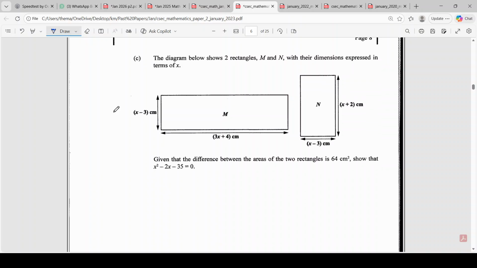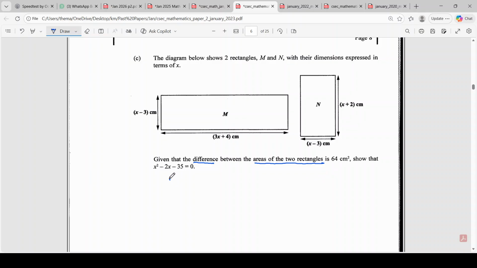Right, so we have a little technical question here now. The diagram below shows two rectangles M and N with their dimensions expressed in terms of x. Given that the difference between the areas of the two rectangles is 64, right? So they want the difference, that means we're taking away the areas of the two rectangles. And when you take away the two rectangles, you're supposed to get 64.